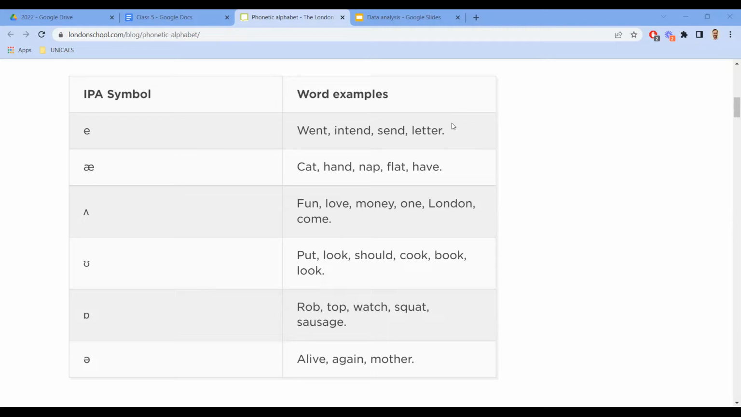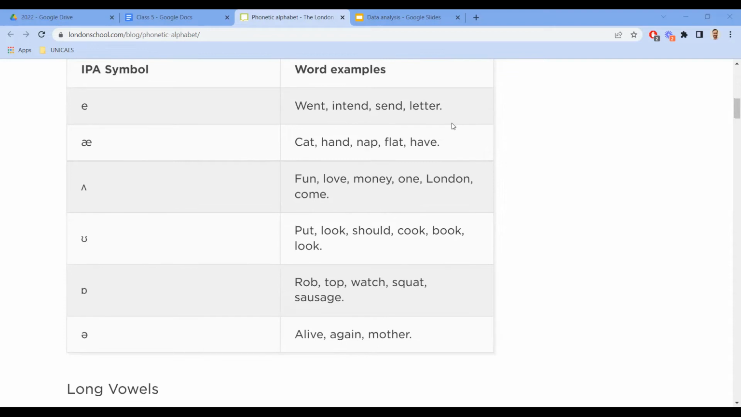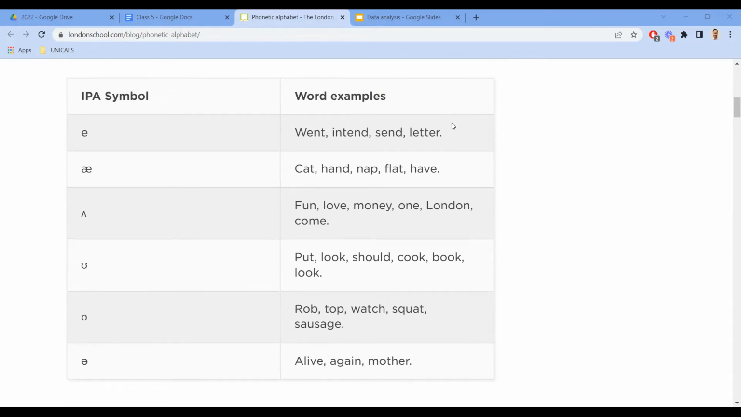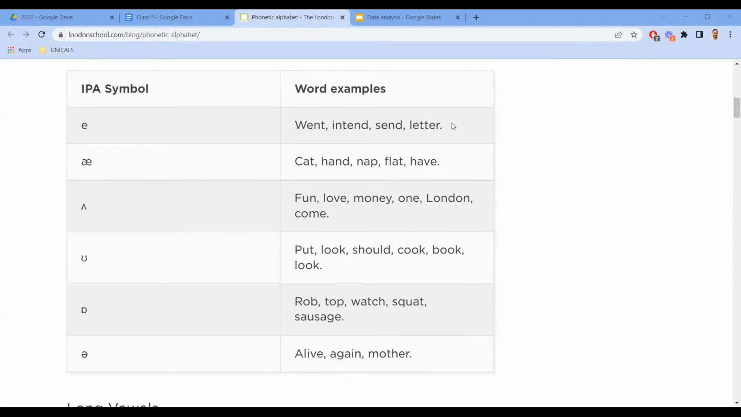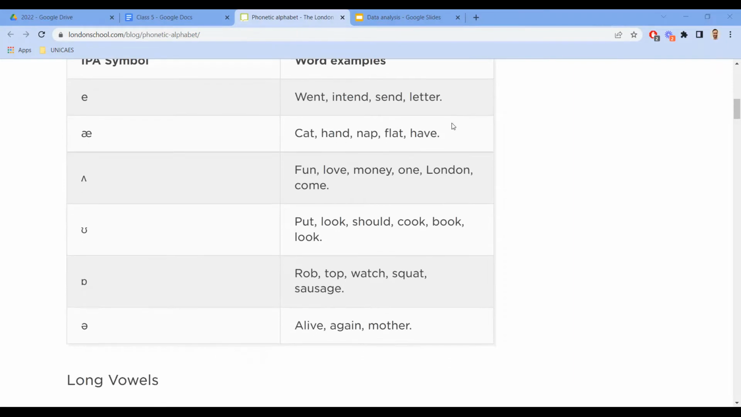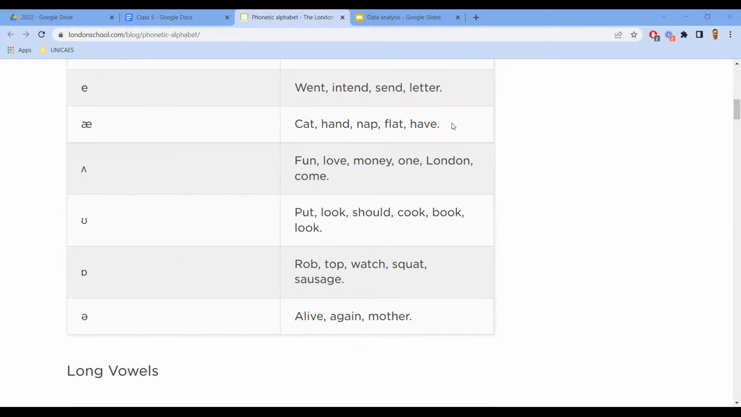So the I, like cat, hand, nap, flat, have, right? And then we have some other symbols that differentiate between the different types of sounds that we have in English, the short and the long, which will help you a lot. So knowing about this will identify whether you have improved your pronunciation or not. So that's my recommendation. Try to focus on IPA as much as you can to improve your pronunciation, right?